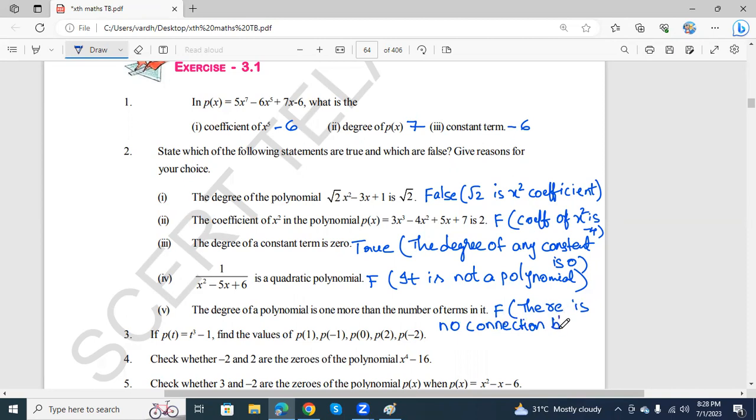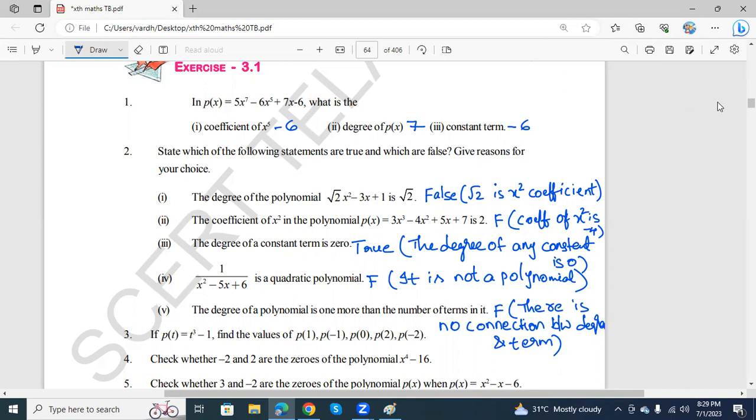There is no connection between degree and term. Right? So in this way, we can answer our questions. Either it is a false or true. What is the reason also we can mention.